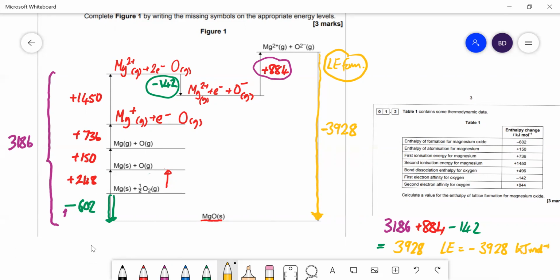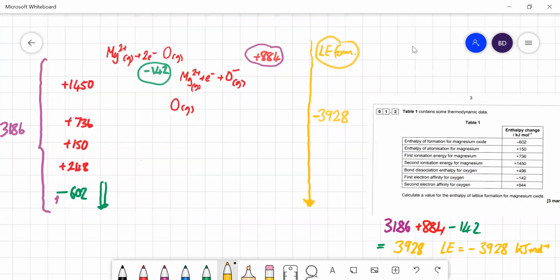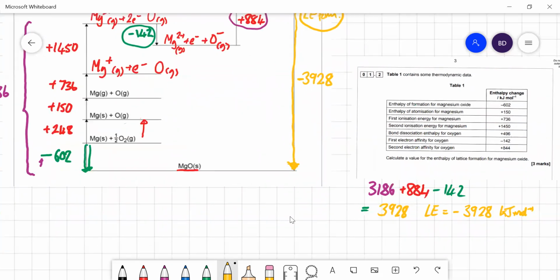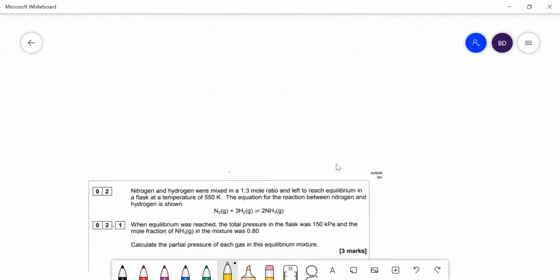Sodium chloride, if you remember, is about 780. This one is much bigger because you've got a double positive charge on the magnesium ion and a double negative charge on the oxygen ion, and also those ions are both smaller than in sodium chloride. So that's the answer there. We've done that question. Now let's move on to the next bit.